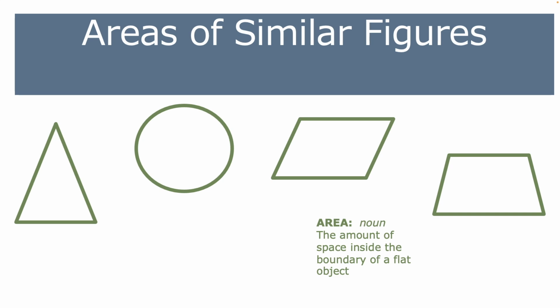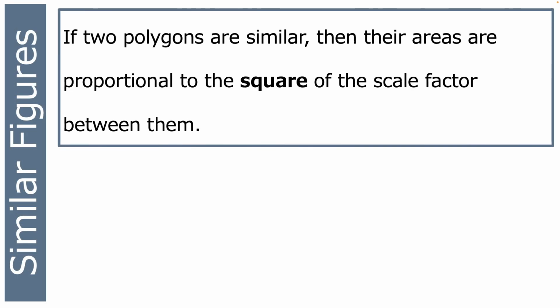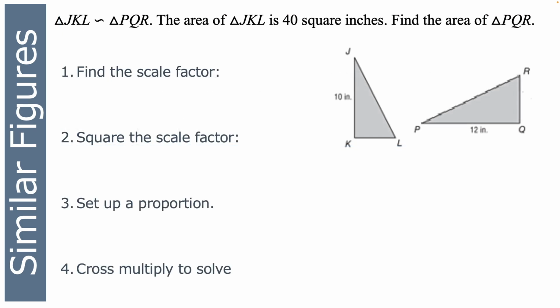It's our last lesson in our mini unit on areas, and today we're talking about areas of similar figures. If two polygons are similar, then their areas are proportional to the square of the scale factor between them. What? Sometimes, especially in a situation like this, it's easier to just jump into an example so I can show you what the heck that says.